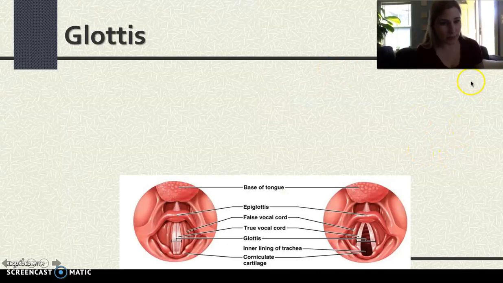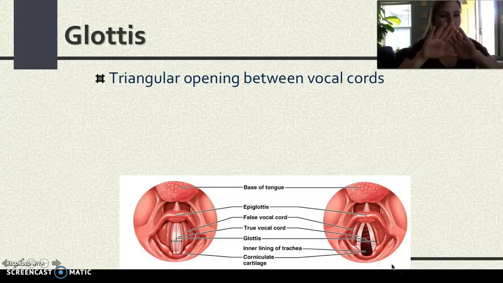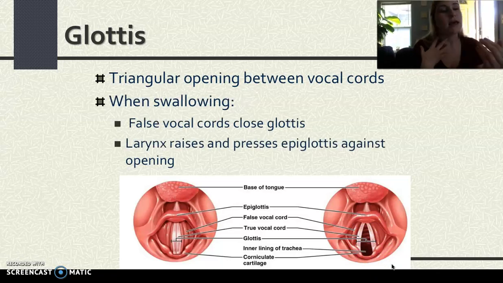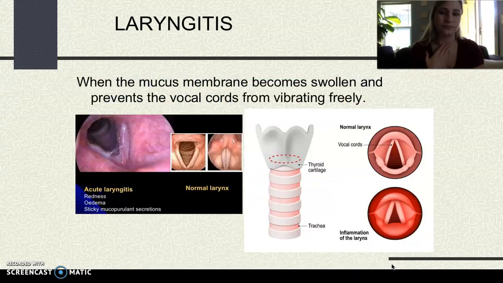So then we have the epiglottis. Epi means on or above. And so we also have the glottis. And the glottis is nothing more than a space or opening, just like your pupils. And this is what's found in between the vocal cords. The glottis is that triangular opening in between the vocal cords, and this is where air, and only air, hopefully, is going to go down and into your trachea. So the glottis is that opening that air is going to pass through the larynx and into the trachea, and the epiglottis is going to block that.